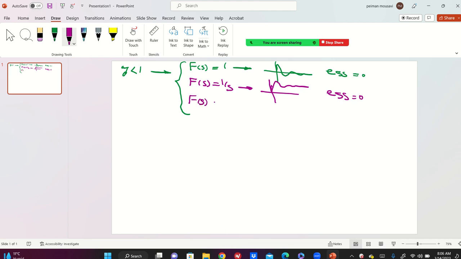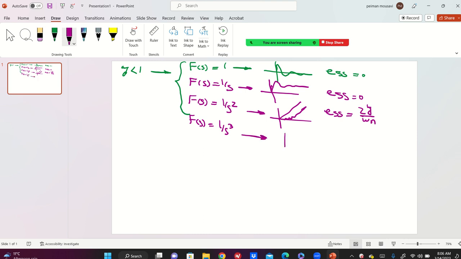When F of s was a ramp, we had this response. This is the input. Here we had the oscillation, and we saw that ESS was, for the second order system, 2 zeta over omega n. And when the input to the system was parabolic, in summary, this was the input, and we had the oscillation here, and we saw that ESS goes to infinity, increasing by time. Okay?